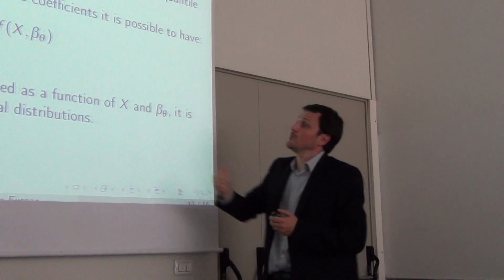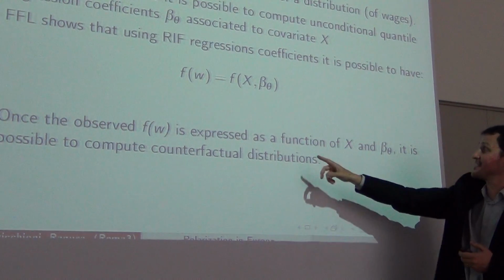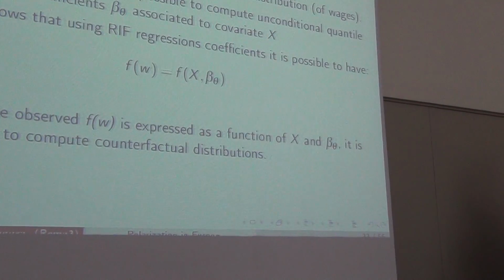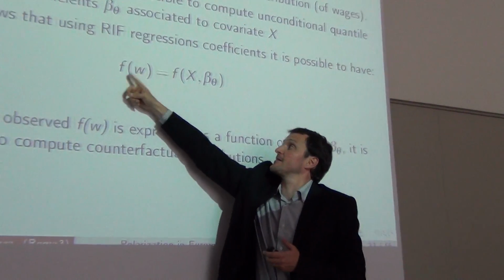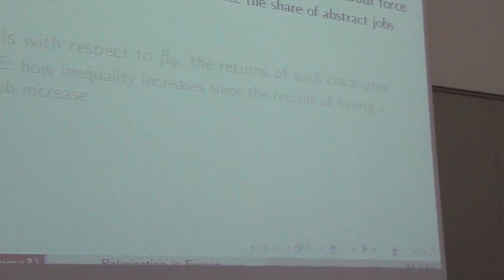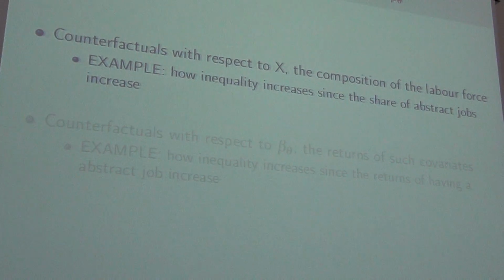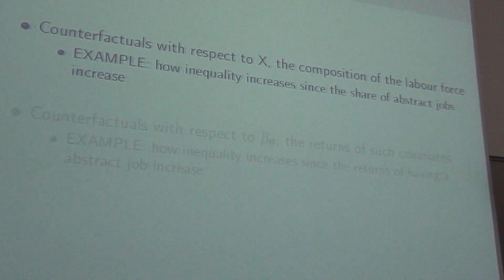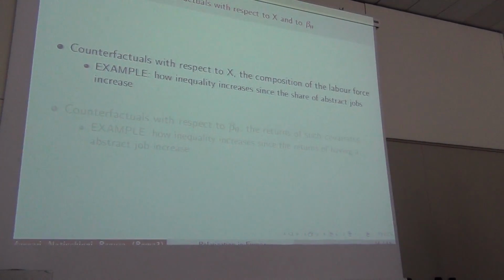Once we have done it, so the observed F of W is expressed as a function of X and beta, we can compute counterfactuals. So this F depends on X and beta, so I could derive a counterfactual with respect to X, to the characteristics, to the composition of the labor force. For instance, how inequality increases since the share of abstract jobs increases. Okay, there is a share of abstract jobs that increases.